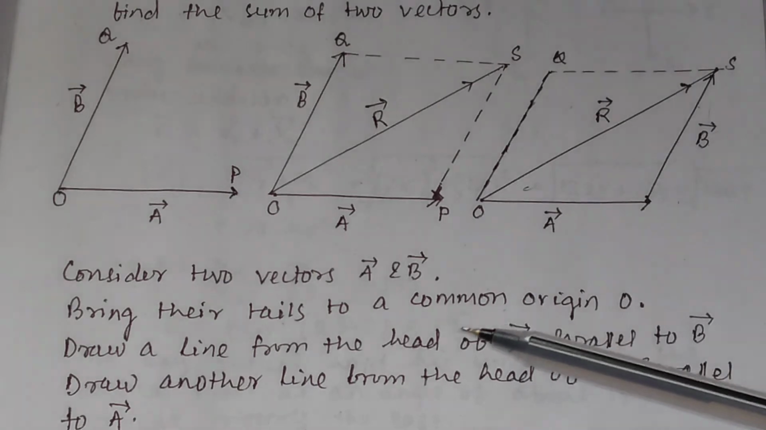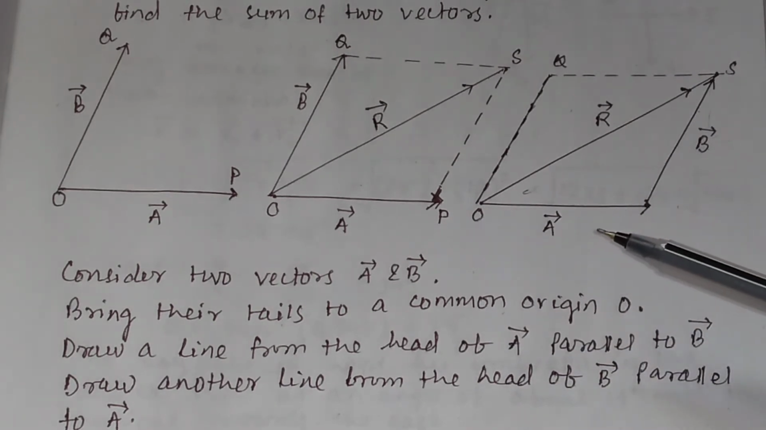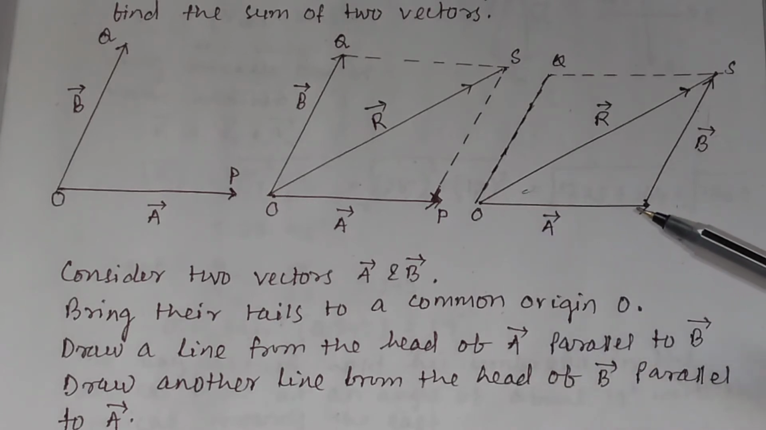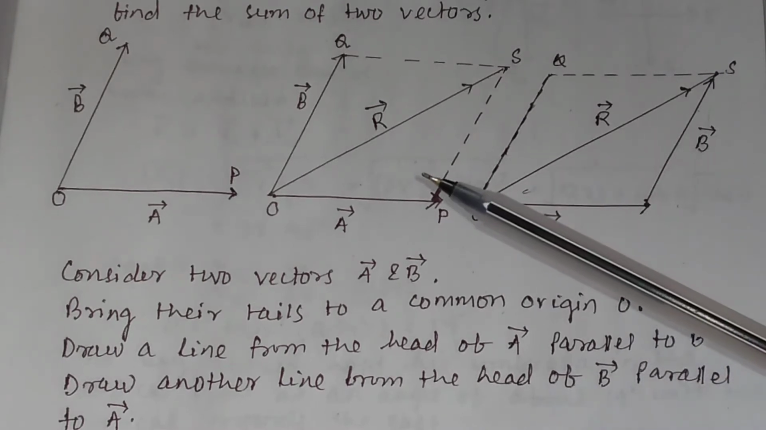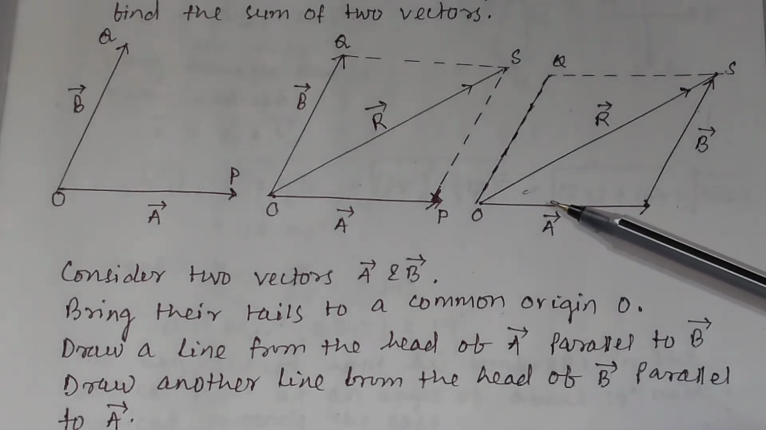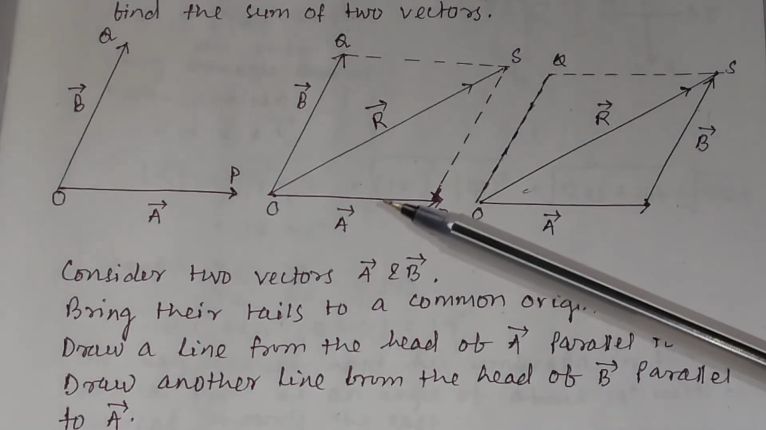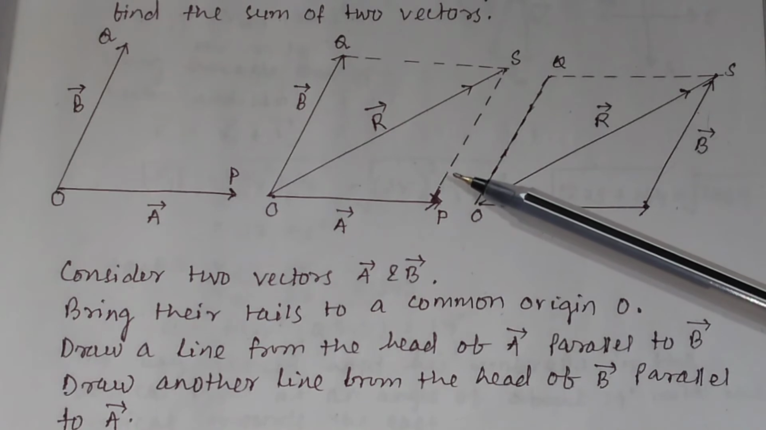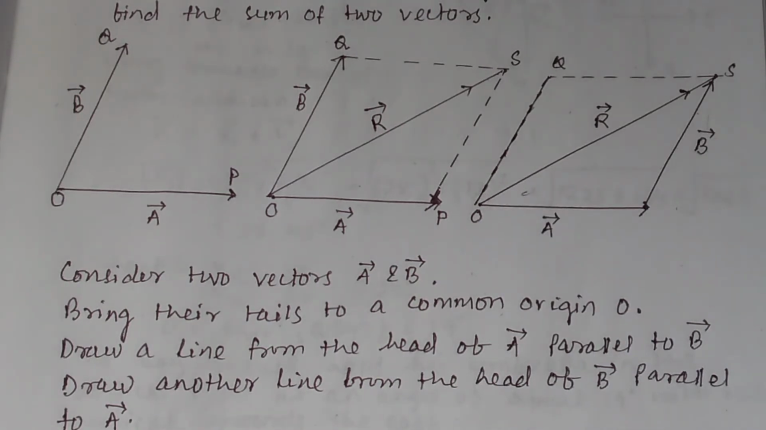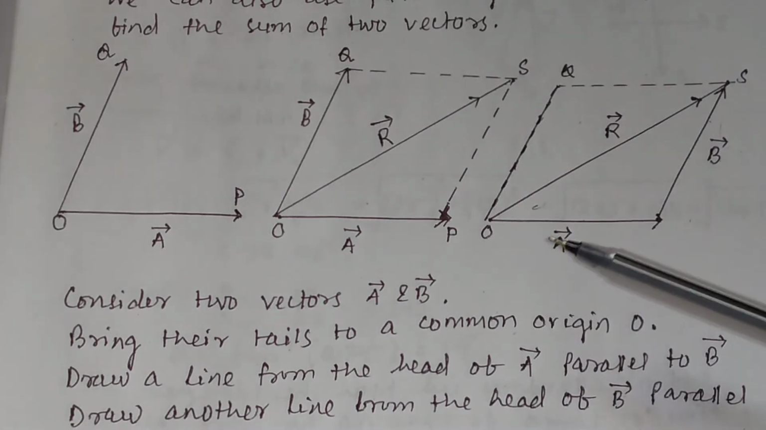You note that the triangle law is basically used to obtain the resultant of A and B. This is the vector A and this is the vector B and this is the triangle law. So in the parallelogram law, we basically use the triangle law to obtain the resultant of A and B. So the parallelogram method of vector addition is equivalent to the triangle method.